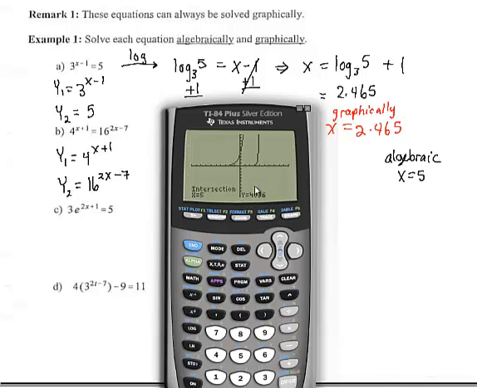In the previous way that I checked our answer of x equal 5, we got the same y value, 4096, for the left and the right hand side. And then for the intersection, the x coordinate is 5, as we calculated algebraically. So graphically, we get the same solution.